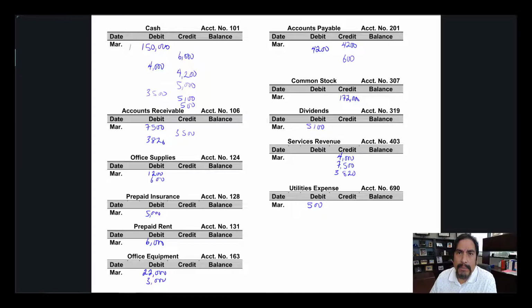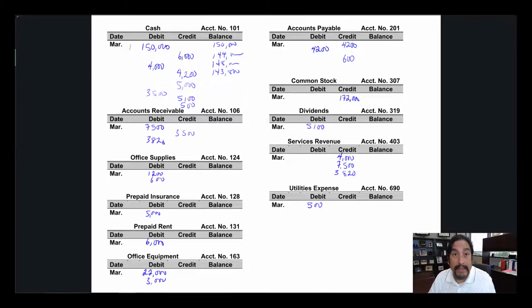When you do this problem in Connect, I think the computer automatically tracks it. But for cash, which is an asset account that has a normal debit balance, here's what the balance would look like. I'm just going to run through cash really quickly. We start off with $150,000, so that's our balance, and then we reduce it by $6,000, so it goes down to $144,000. And then we increase it by $4,000, so it goes up to $148,000. And then we decrease it by $4,200, so it goes down to $143,800.